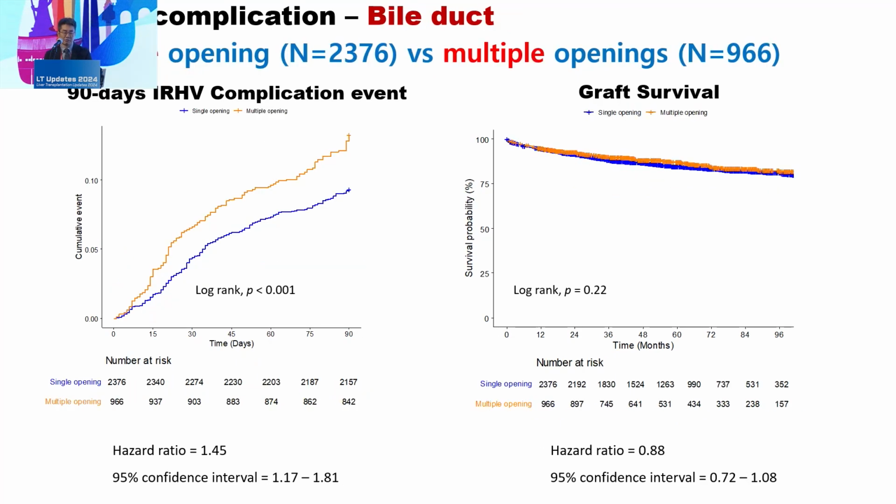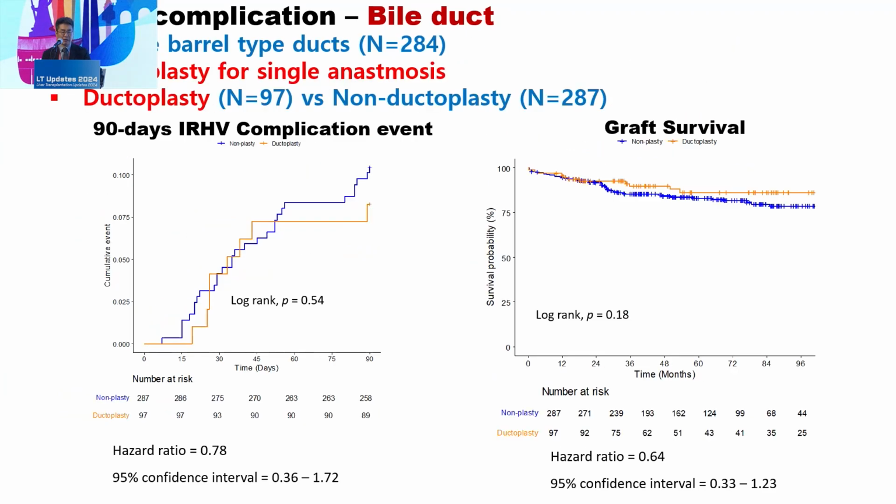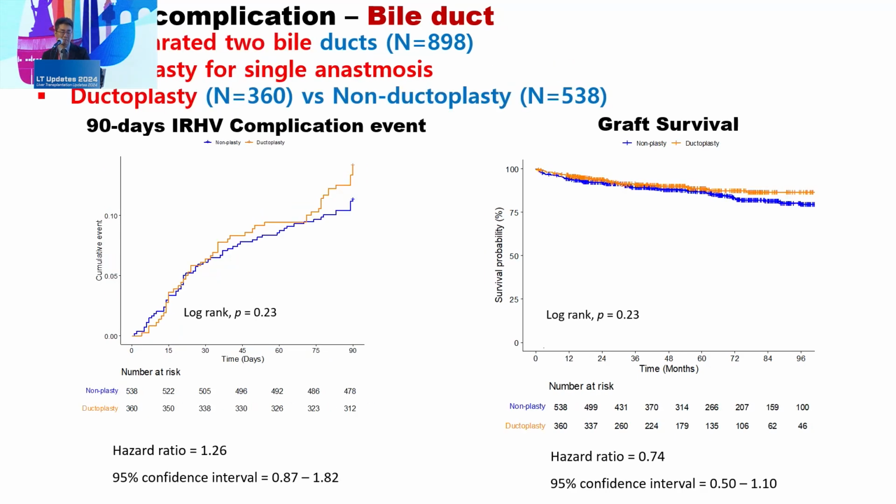And for biliary complications, the multiplicity of openings was considered. In the case of a barrel type biliary duct, the ductoplasty group for a single opening and the non-ductoplasty group were compared. And in the double barrel type of biliary duct, the double stent insertion group and single stent insertion group were compared as well. And for the separated bile duct cases.